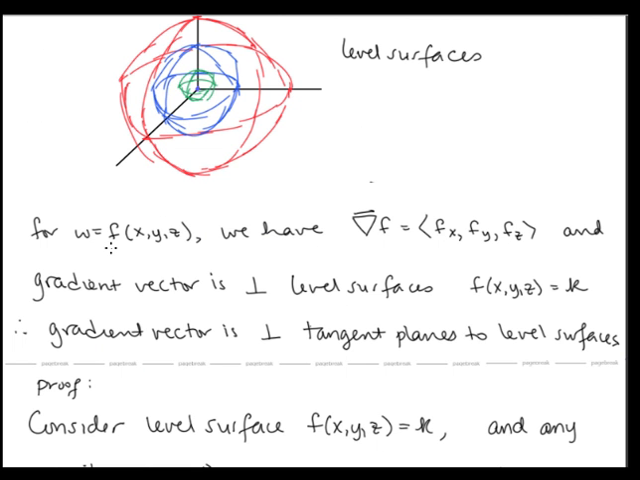Now, for a function of 3 variables, w is equal to f of x y z, we have the gradient vector defined to be the x partial, y partial, and z partial in component notation. This gradient vector we're going to see is normal to level surfaces. Those are equations of the form f of x y z is equal to a constant, and therefore the gradient vector is also normal to tangent planes to level surfaces.